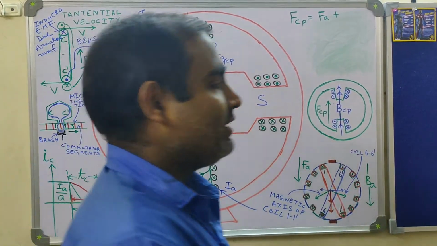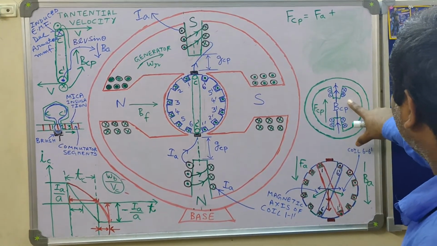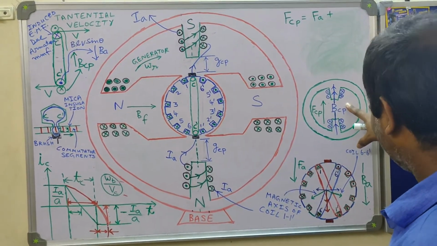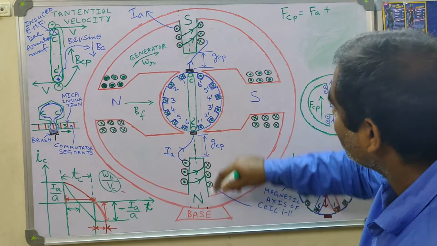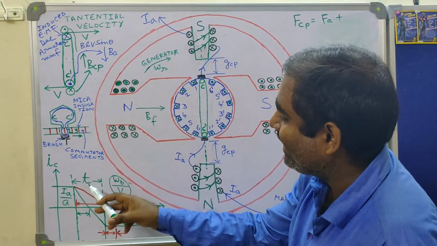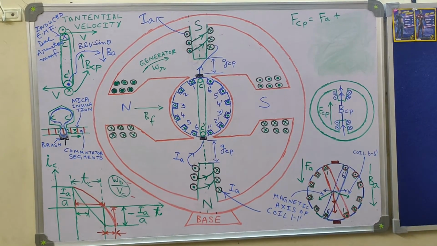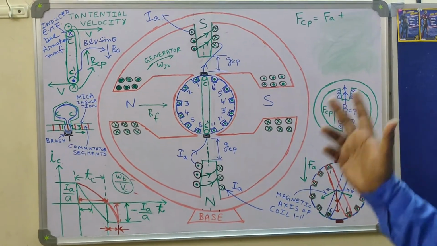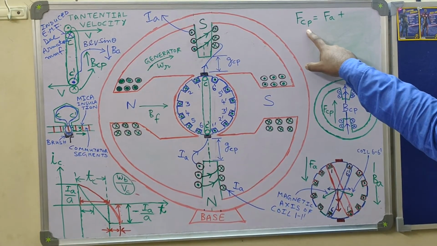So what should happen? The interpoles should develop a flux density in the air gap, directed along the interpolar region or interpolar axis, which will induce an EMF in the commutated coil, and this induced EMF will cancel the reactance voltage or reactance EMF. Thus there won't be any hindrance or obstruction in the reversal of the coil current, because everything is being taken care of. Armature MMF is being nullified by the interpole MMF.